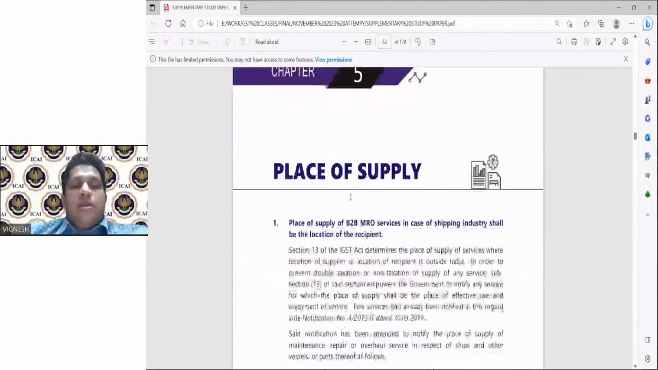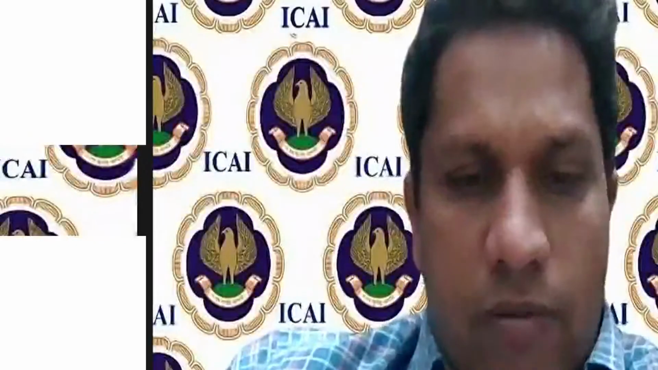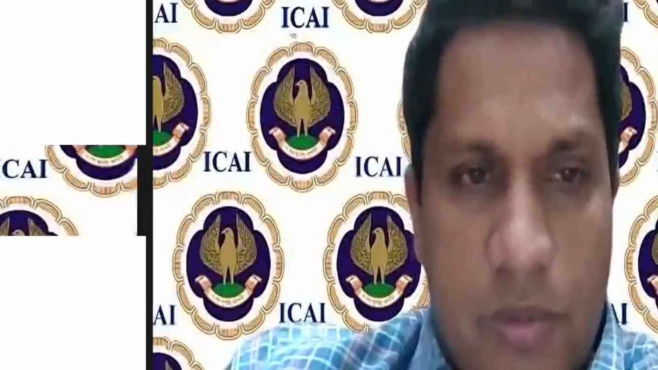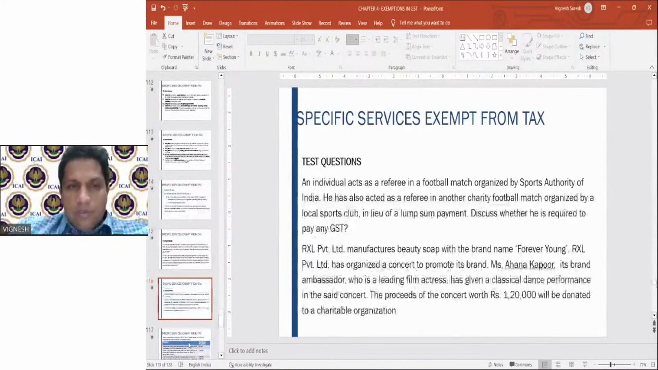Fine. So with this, we come to the end of the supplementary paper also, and the various exemptions which are there in this particular topic we have covered. Now we come back to our slide and try to work out some problems before we conclude for the day. Just try to work out these problems.